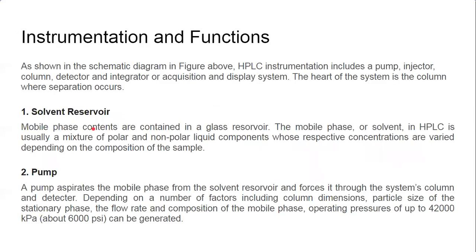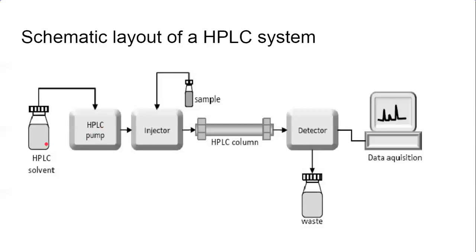Okay. The mobile phase contents are contained in a glass reservoir. The mobile phase or solvent in HPLC is usually a mixture of polar and non-polar liquid components whose respective concentrations are varied depending on the composition of the sample. So in this technique, usually a mixture of solvents is used, and that mixture contains polar as well as non-polar solvents. Next, the pump, that is the second component. So this is the solvent reservoir and this is the HPLC pump.